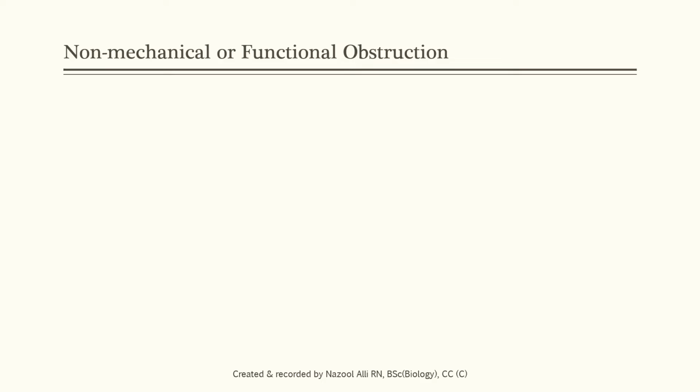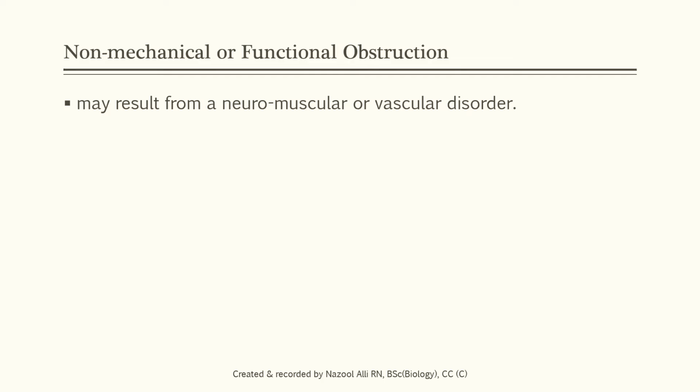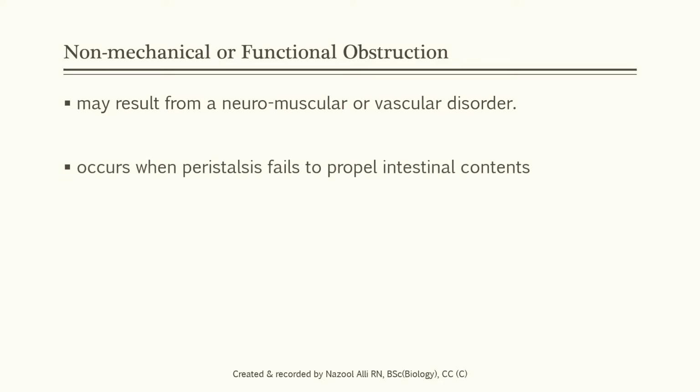So in our previous slides, we looked at the causes for mechanical obstruction. Now looking at the second classification for bowel obstruction, non-mechanical or functional obstruction, remember in the previous slides we mentioned that it involves a loss of peristalsis. So things that might cause a loss of peristalsis is some sort of neuromuscular or vascular disorder. And with non-mechanical or functional obstruction, there is a halt in peristalsis where it's non-existent, and therefore the contents within the GI tract cannot move forward.